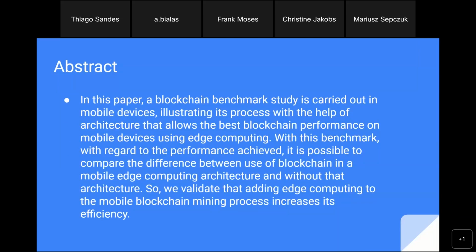With this benchmark, with regard to the performance achieved, it is possible to compare the difference between the use of blockchain in a mobile edge computing architecture and without that architecture. So we validate that edge computing applied to the mobile blockchain mining process increases its efficiency.